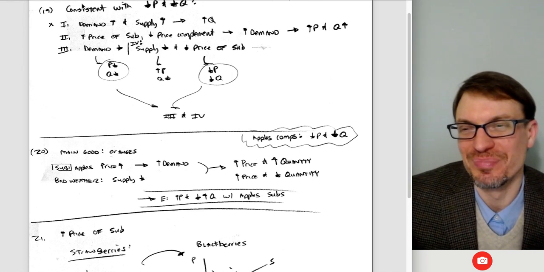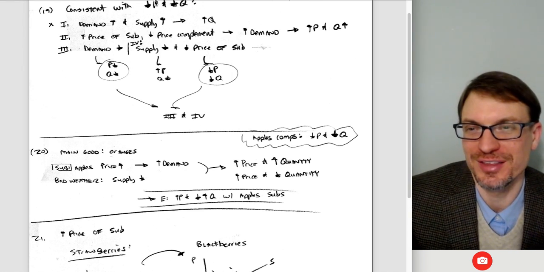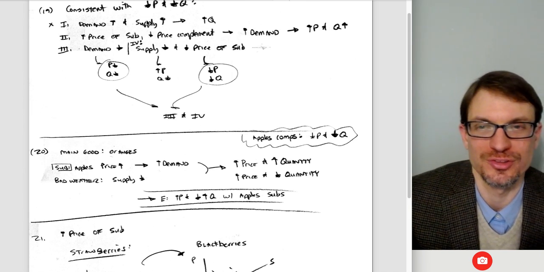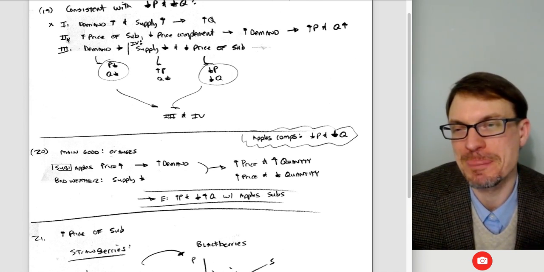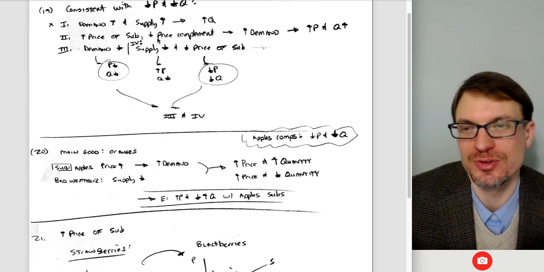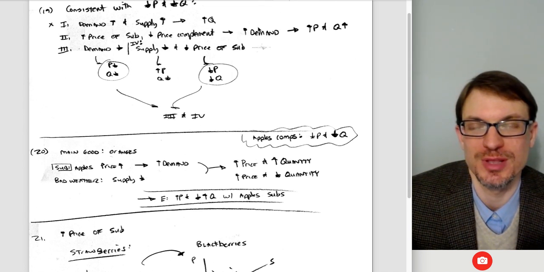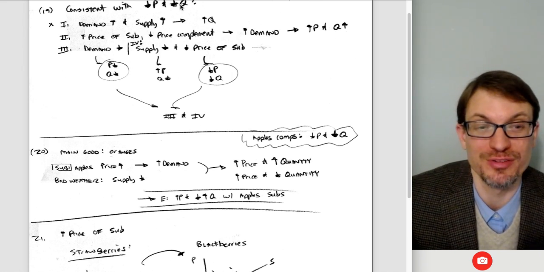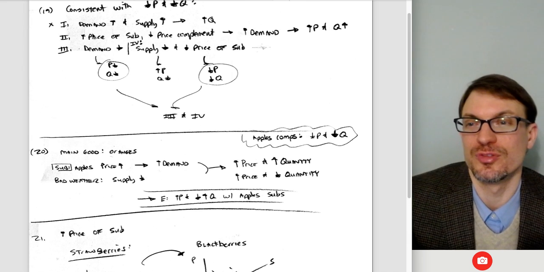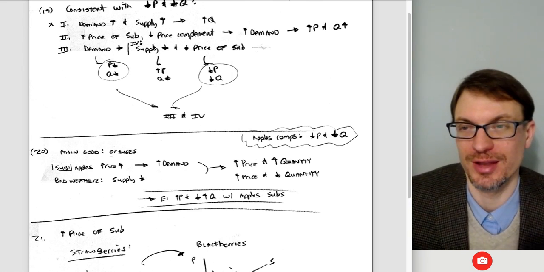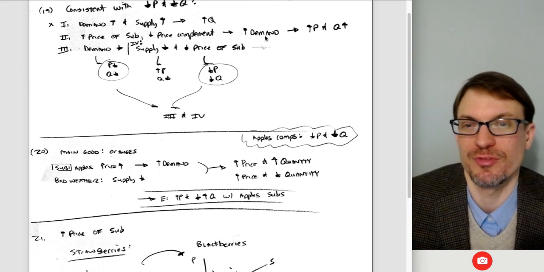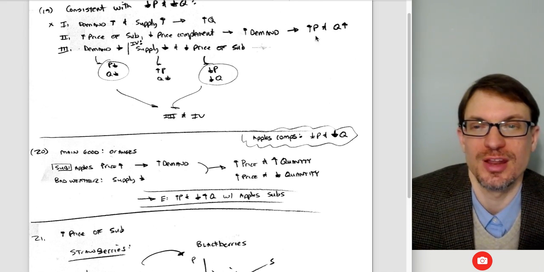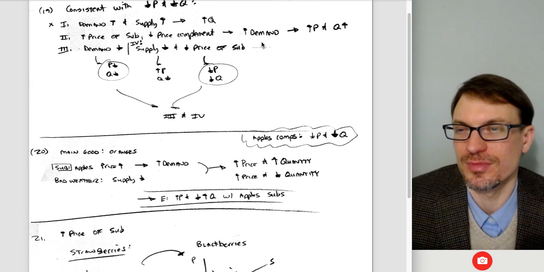All right, so consistent with price falling and quantity falling, right? Well, it's not 1, because we get an increase in demand and an increase in supply. That'll lead to an increase in quantity. For 2, an increase in the price of a substitute and a decrease in the price of a complement gives me an increase in demand, which will tend towards an increase in price and an increase in quantity. Oh, that's a problem, because we need quantity to fall. So that was bad for 2.